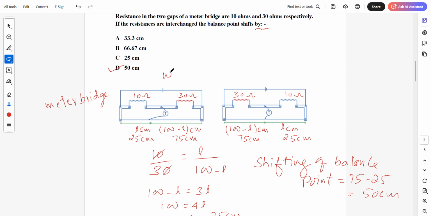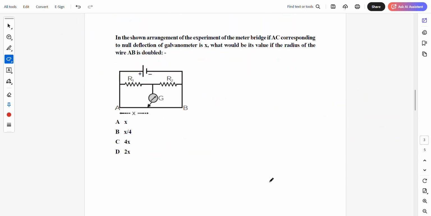Same Wheatstone bridge concept is used. 10 by 30 is equal to L divided by 100 minus L. Hope you understood. We'll do the next problem.